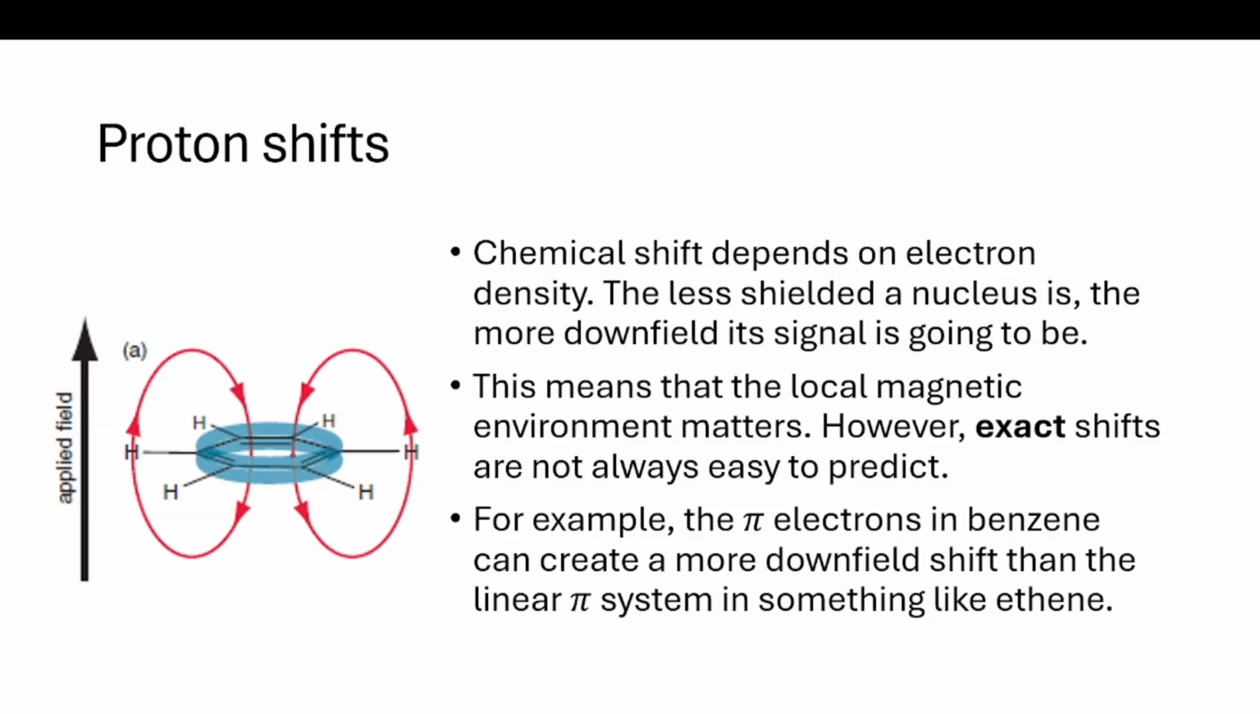For example, if we have the delocalized pi system of benzene, we are going to get these ring currents if we have an applied magnetic field, which creates a more downfield shift. However, with a linear pi system in something like an alkene, such as ethene, we are going to have a less downfield shift and a bit more upfield compared to something like benzene.